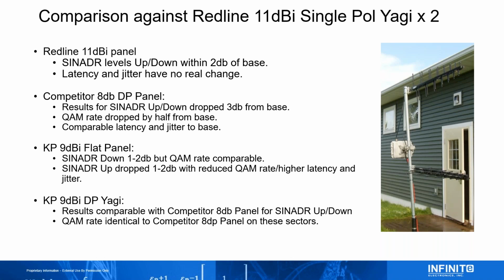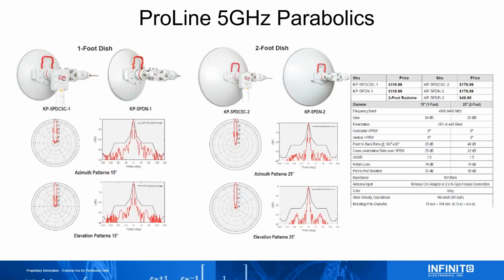And then they put in the KP panel. They saw a little bit of improvement over the competitors, not too much, just a little bit. And then they put in the Yagi, very similar to the panel. The gains are very similar. 9 dB is typical, but it does drop in the lower part of the band. But they were very happy with this because, like I said, they could adjust the polarization to maximize the signal strength.